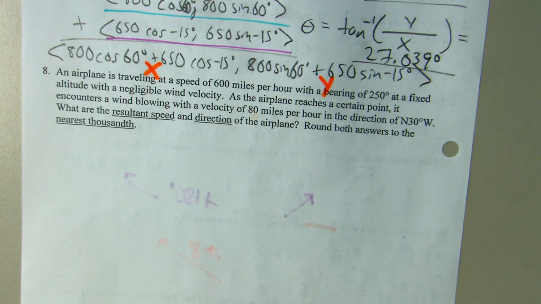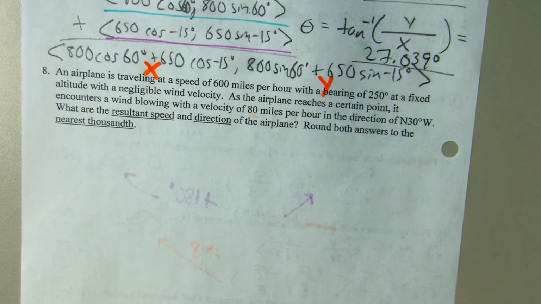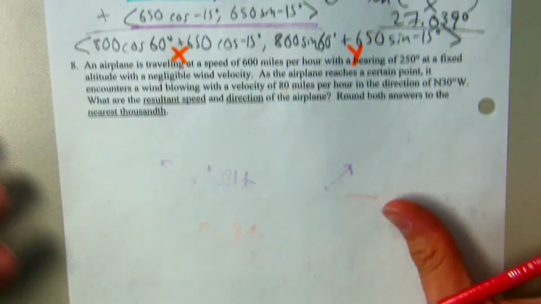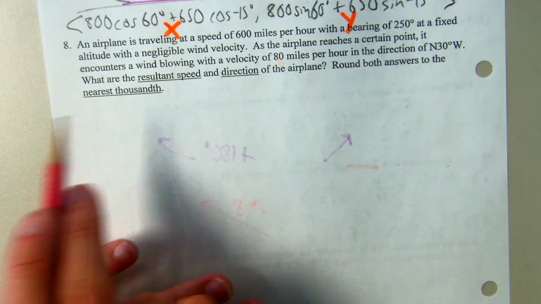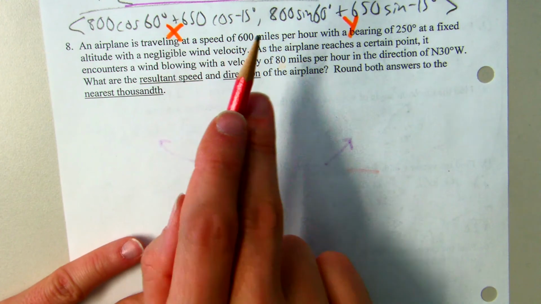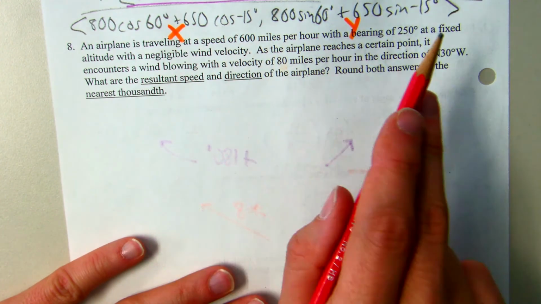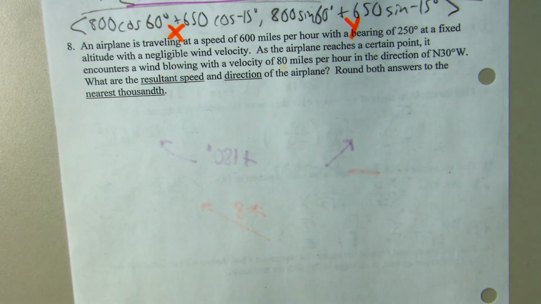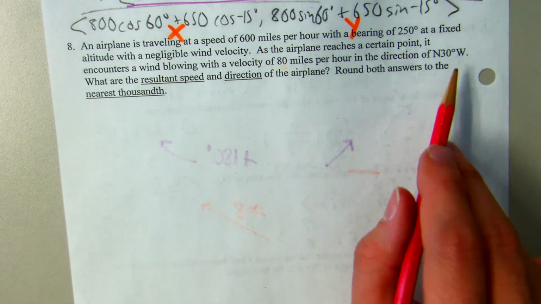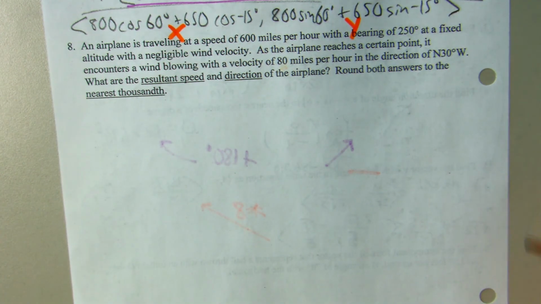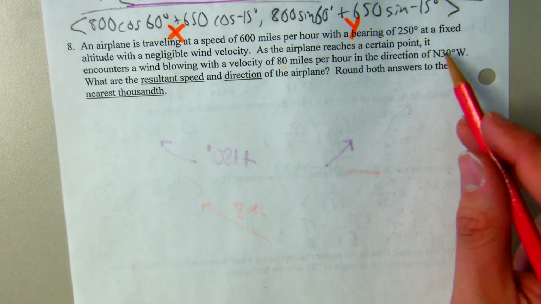And number 8 is almost identical to number 7, with different numbers, of course, and a different problem behind it, except for one thing. You have to be really careful about the angles. We'll look at that as we get to it, but I would still suggest you start a picture the same way. 600 miles per hour at a 250 degree bearing. And then we've got some wind. That's 80 miles per hour at a north 30 degrees west bearing.